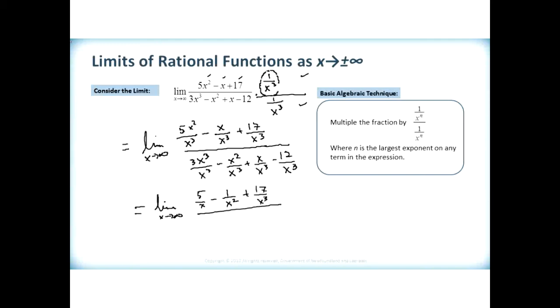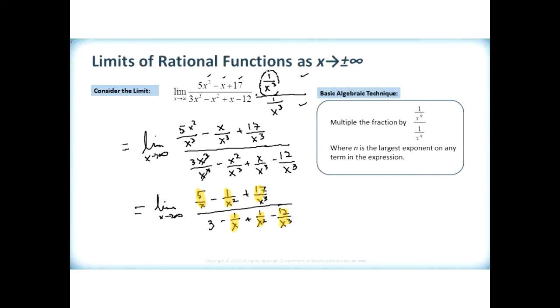And this will all be divided by 3, because the x cubes will both cancel out in this term, minus 1 over x plus 1 over x squared, and minus 12 over x to the power of 3. Alrighty, so as x approaches infinity, what we should notice is that a whole lot of these terms are going to one place in an awful hurry: 5 over x, 1 over x squared, 17 over x cubed, 1 over x squared, 12 over x cubed.